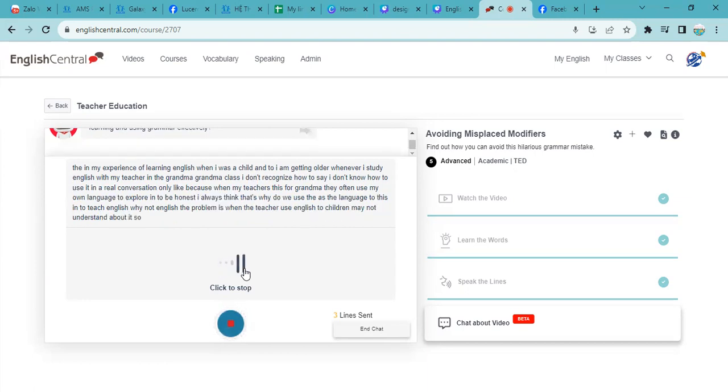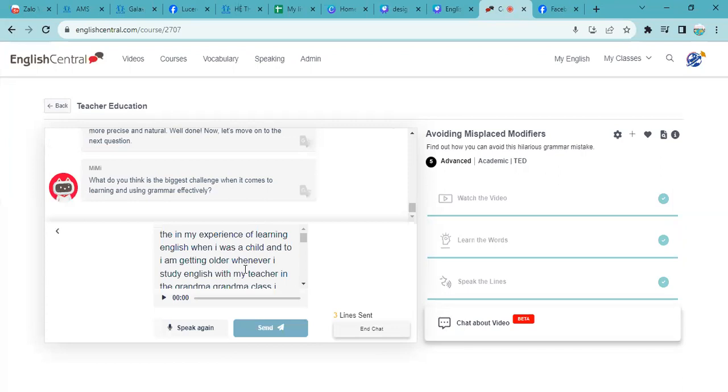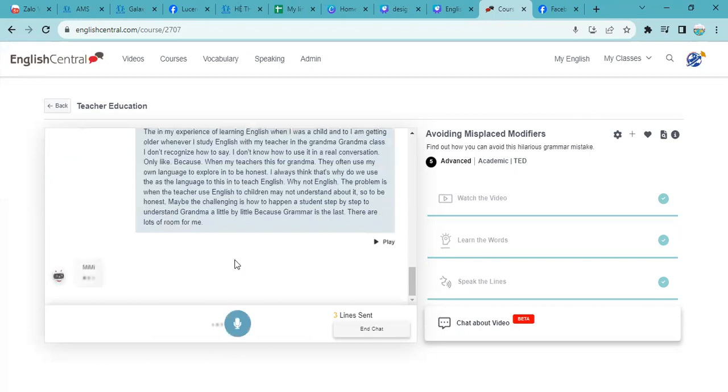So to be honest, maybe the challenge is how to help the student understand grammar little by little, because there are a lot of rules for grammar, and they should study step by step from beginner to intermediate and advanced. So yeah, let's see.